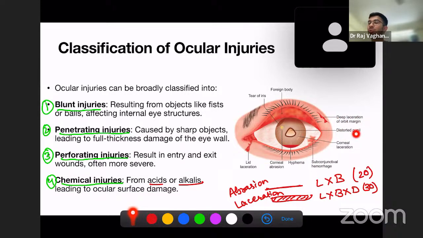And this is distorted pupil. Your pupil will get distorted. There can be corneal laceration as well. Your cornea will get lacerated. There can be subconjunctival hemorrhage. That means the conjunctival vessels will burst, so there will be blood in the conjunctiva. So that is subconjunctival hemorrhage.